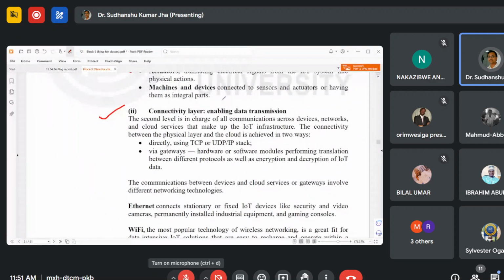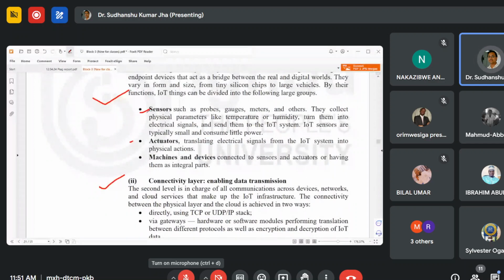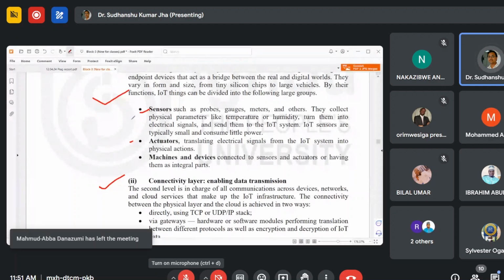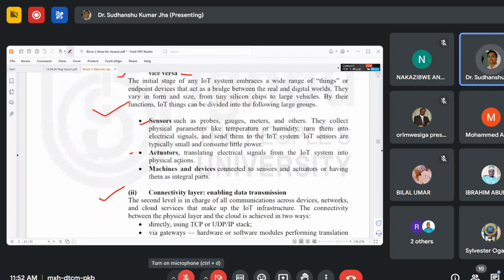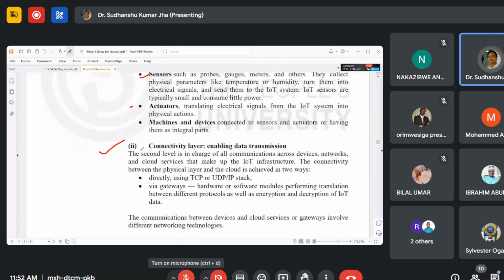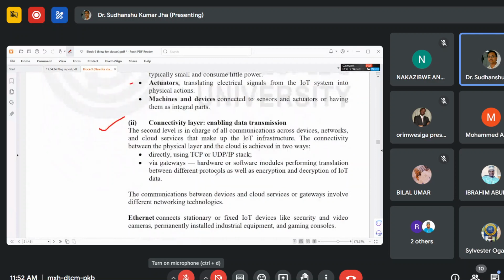The next layer is your connectivity layer. We have seen that the sensors sense the environment and actuators take some action, and this sensed data needs to communicate with storage devices or a centralized system where the data may be analyzed in future. This information needs to be transferred to some remote location. For that, we use the connectivity layer and standard protocols like TCP/IP or UDP/IP stack protocols, which help us transfer the sensed data to the remote location.